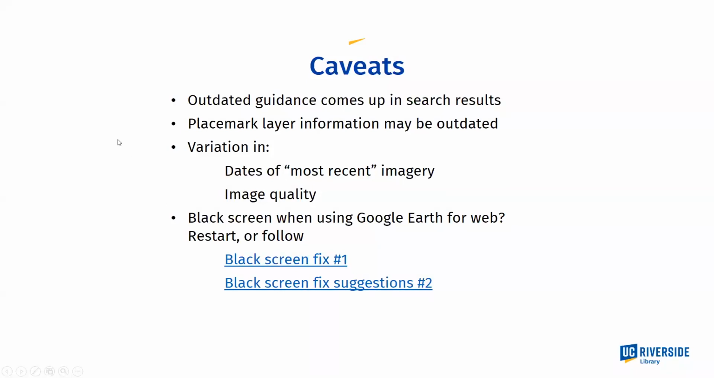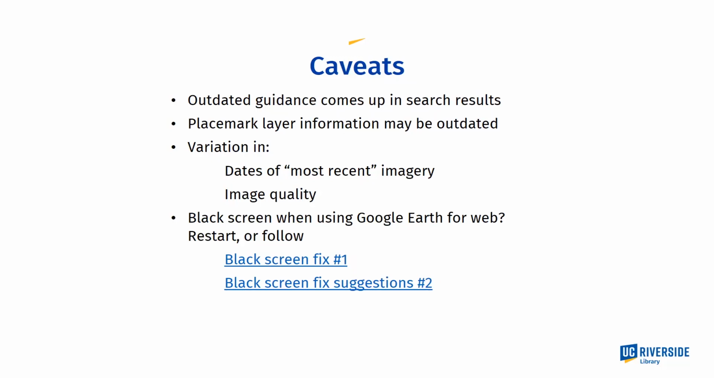So, caveats or things to watch out for. When you search for information about Google Earth products, a lot of times outdated guidance will come up in your results. So you want to take a look at the dates that come up if possible. Although I have to say, in general, Google doesn't seem to update or change their Google Earth features very much. Certainly not at the pace of other GIS that I'm used to dealing with. So the outdated guidance might be okay, but you just want to take it with a grain of salt if you do see a date from 2015 or something like that in what comes up.